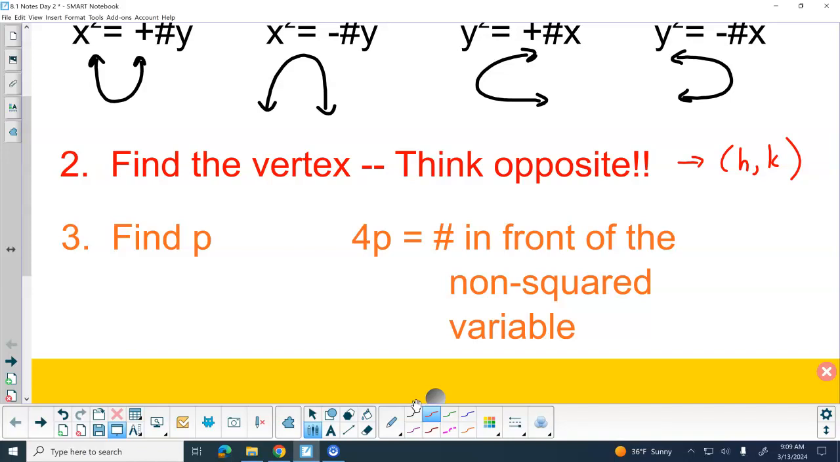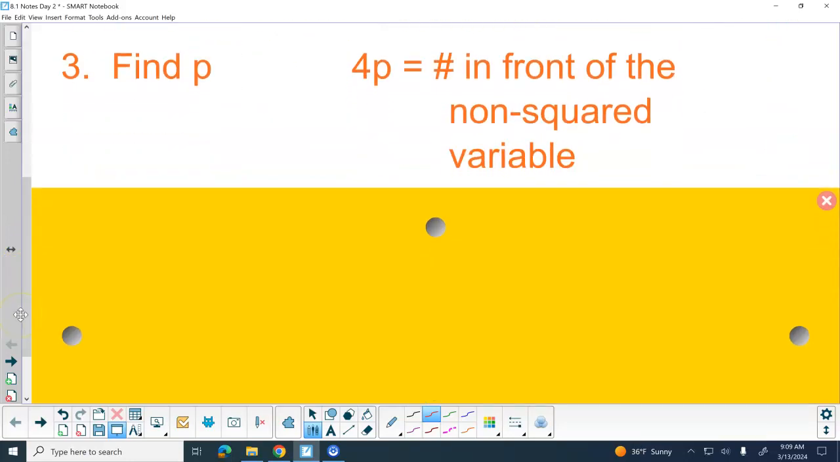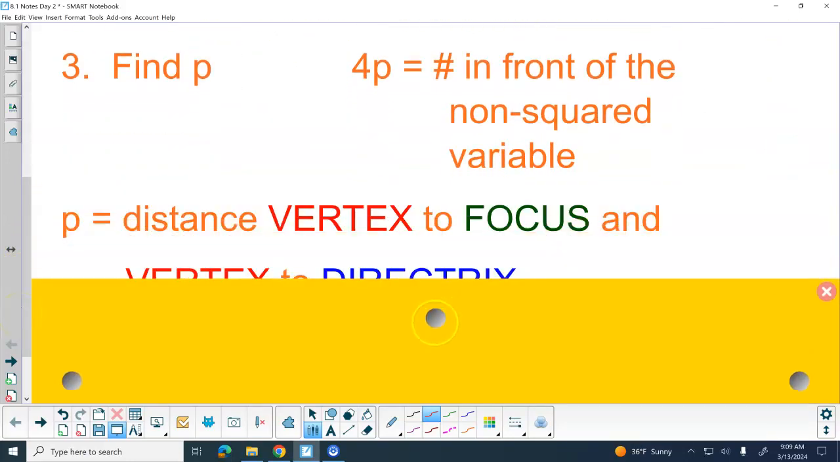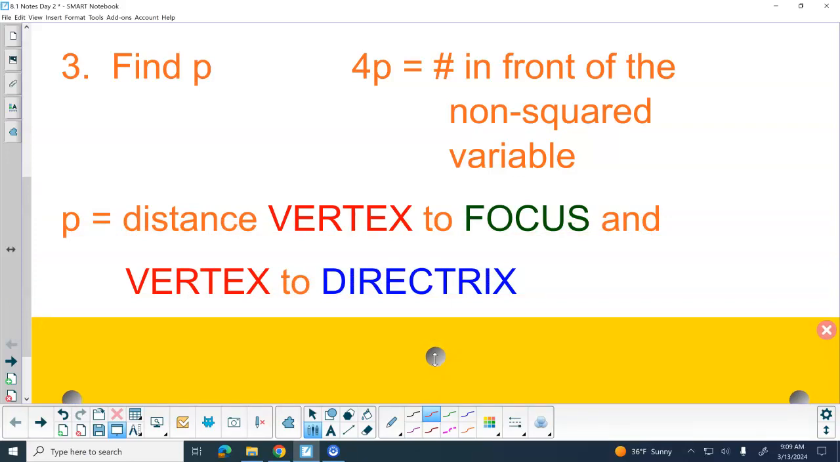P is the distance from the focus to the vertex, or the distance from the vertex to the directrix. Okay? 2p would be the distance from the focus to the directrix. P would just be the distance from focus to vertex, vertex to directrix. Okay? So that's what P is.